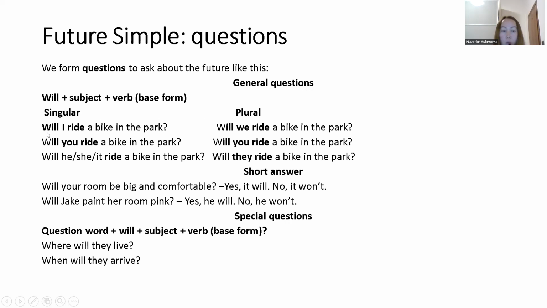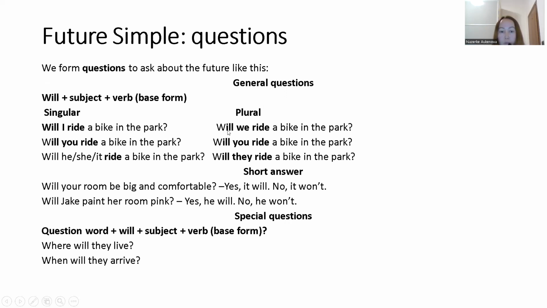So, for example, will I ride a bike in the park? Will you ride a bike in the park? Will he, she ride a bike in the park, and so on. So here you see we have to change, for example, in positive sentence, we use in the first place subject, yes, and then will and verb. But in general question, you have to change the places in the order. Like first we have to use will and then subject. So just changing the order.